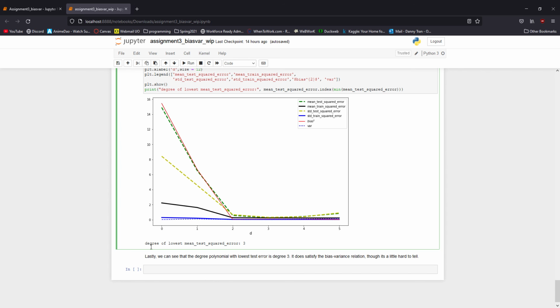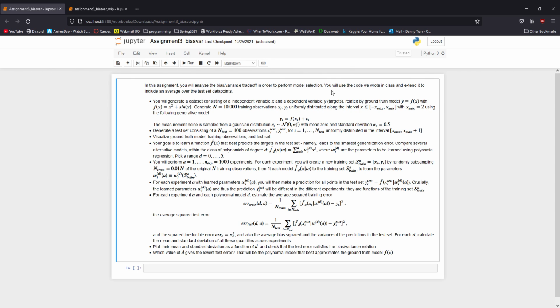So we see that the degree of the lowest mean test squared error is 3, and it does fit the bias/variance trade-off. And so that's what we wanted to learn using the code that we wrote in class.